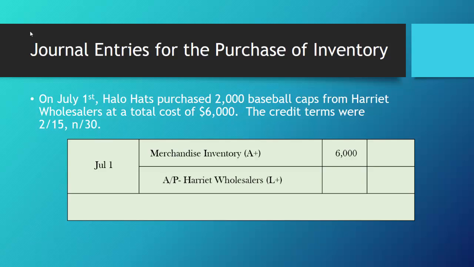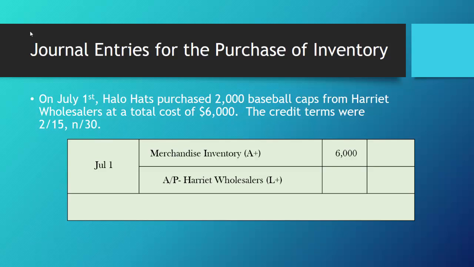The credit should be to the payable. We owe Harriet Wholesalers money. The account we're going to use here is called the subsidiary account. Accounts payable tracks all of the money you owe to everybody, but you can break it down into the different people you owe money to.